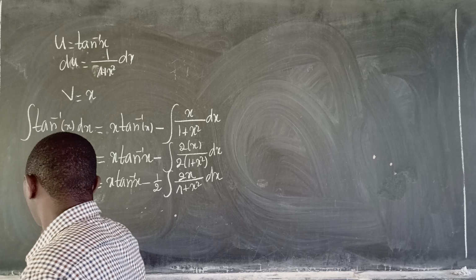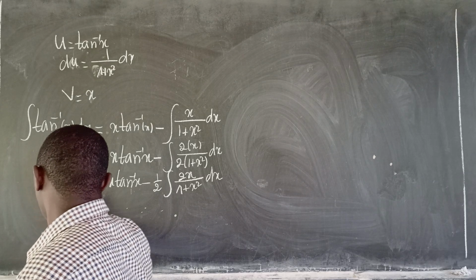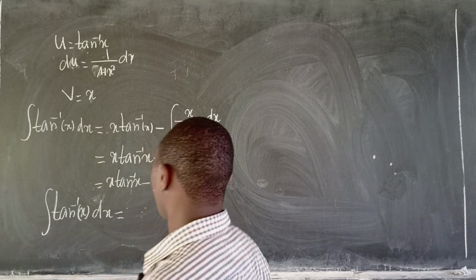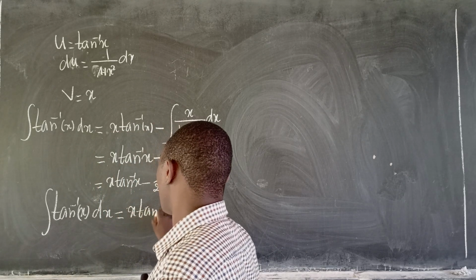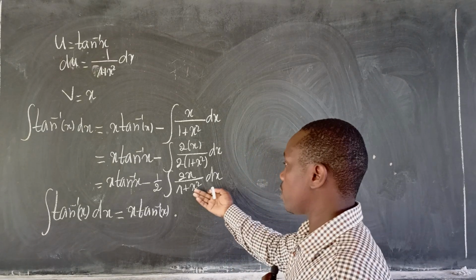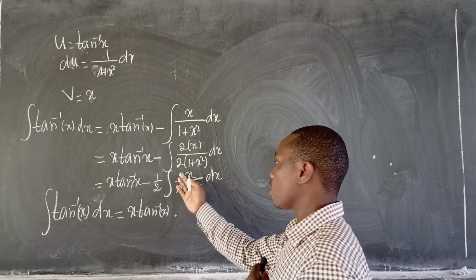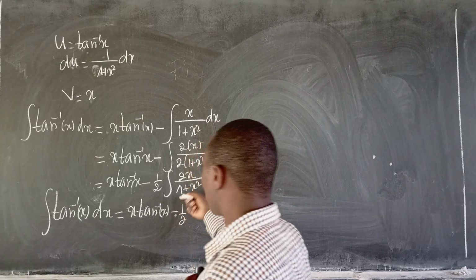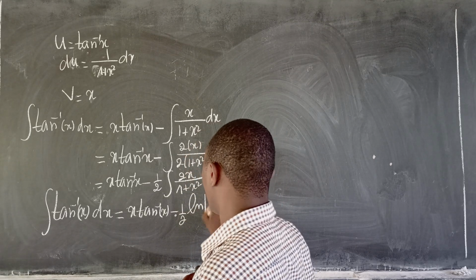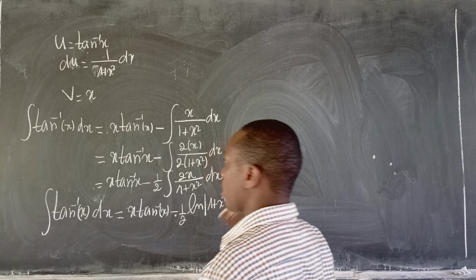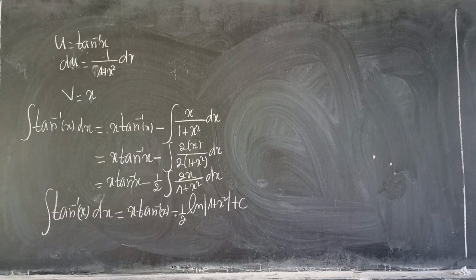The integral of tan inverse x dx is then x times tan inverse of x, because the derivative of the denominator gives the numerator. The integral of all this will be the natural log of the denominator, so minus a half of ln of 1 plus x squared, plus a constant of integration.